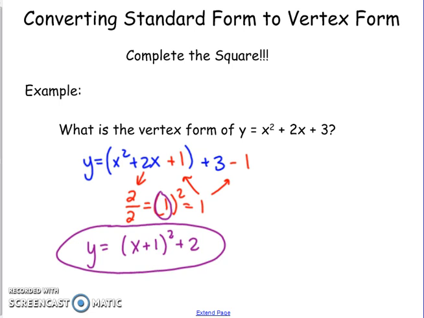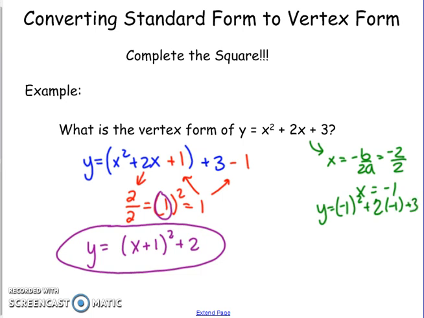Now the other way you could do this, it's more work, but if you want to, you can find the vertex from standard form. So do x equals negative b over 2a. So it would be negative 2 over 2, so x equals negative 1. Then plug in negative 1 and solve it. And then you end up getting that y equals 2.